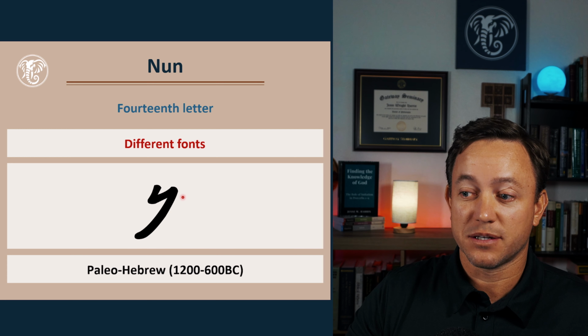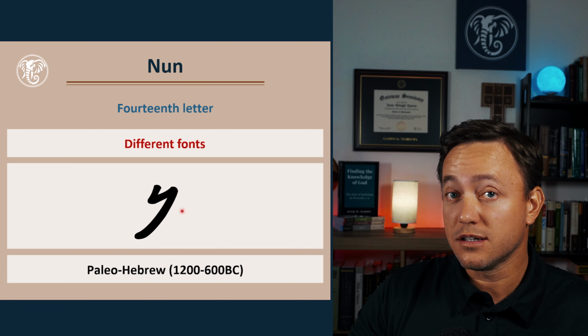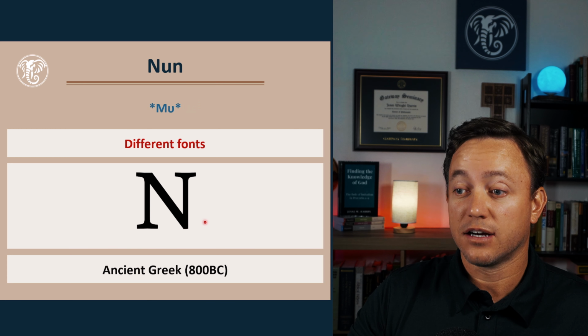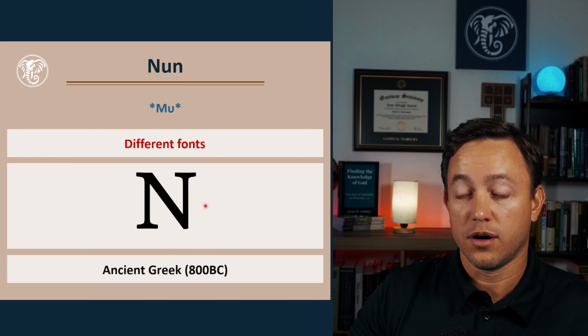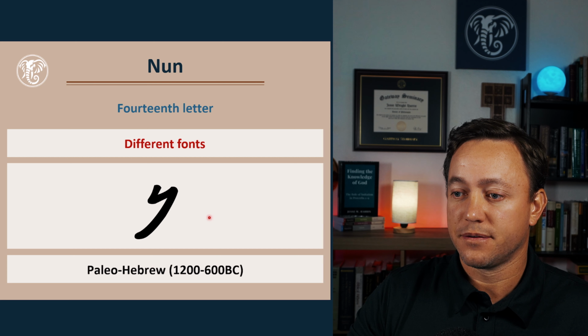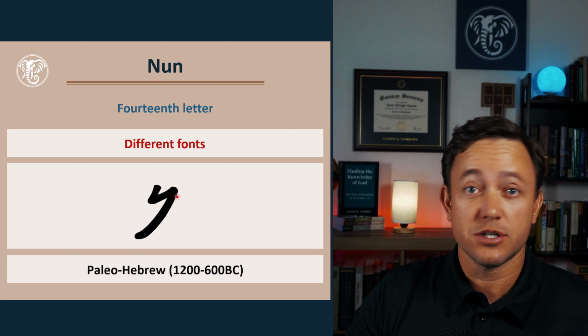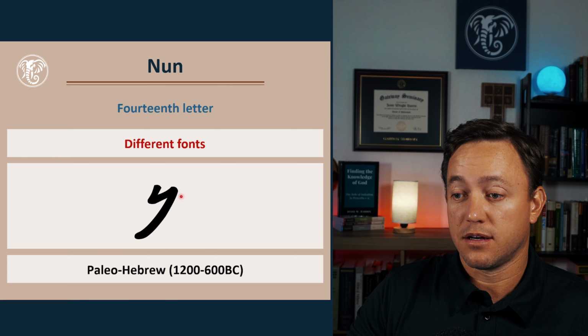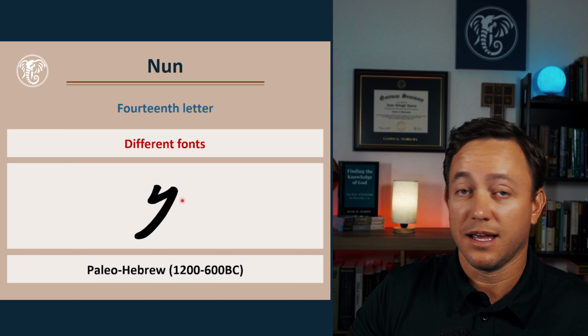And actually perhaps starts to look a little bit more like the Greek N or nu that we find. And so similarly, we have this Paleo developing into our Greek, which for English is where we derive our letters. So a similar origin for both Hebrew and English, actually.